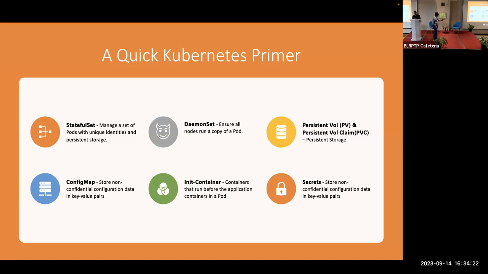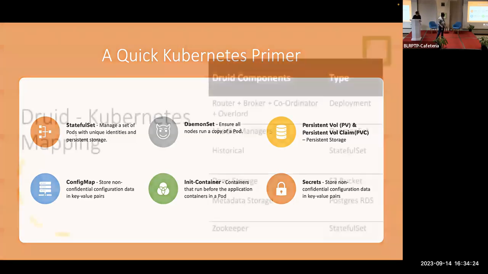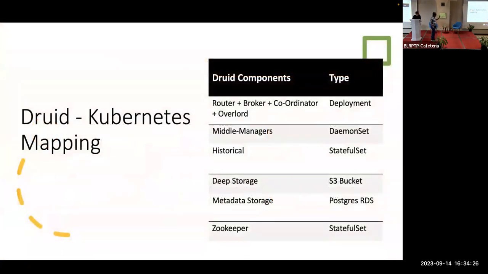So these are some of the components. Now here we will see how, like Shiv has explained, the various components of the Druid architecture, and how we have mapped those components to Kubernetes. These Druid components we have divided into three sets. The first is the stateless components, another is the stateful components, and the third is the external dependencies in the Druid world.